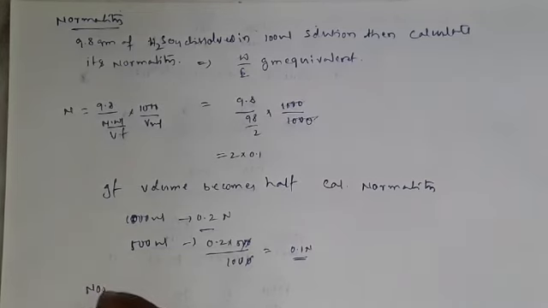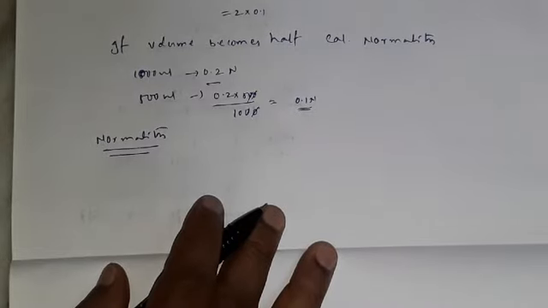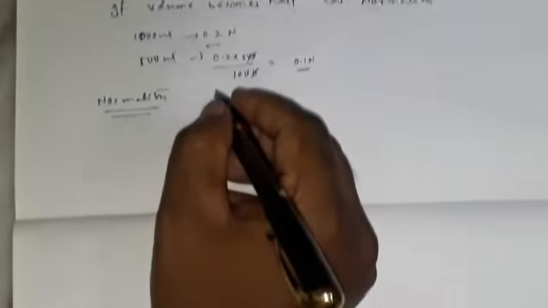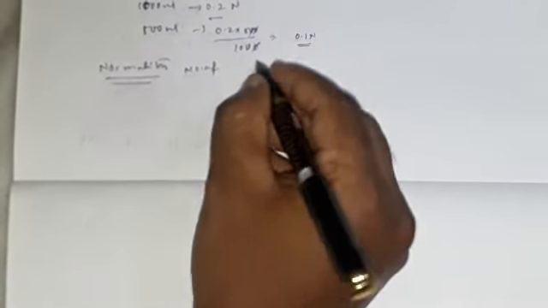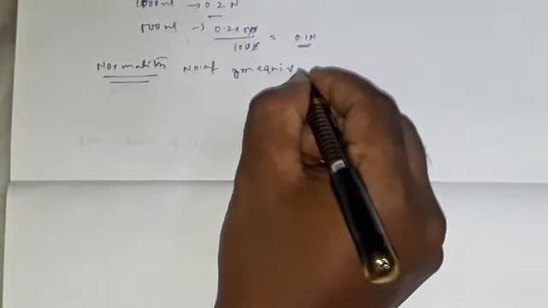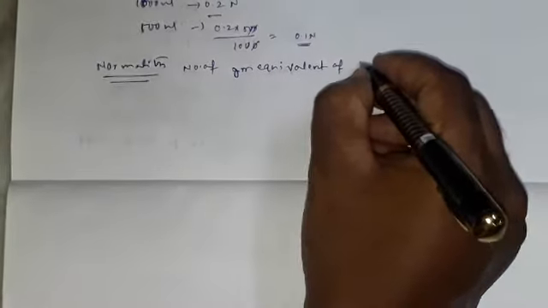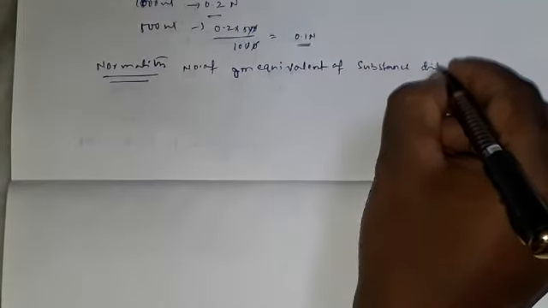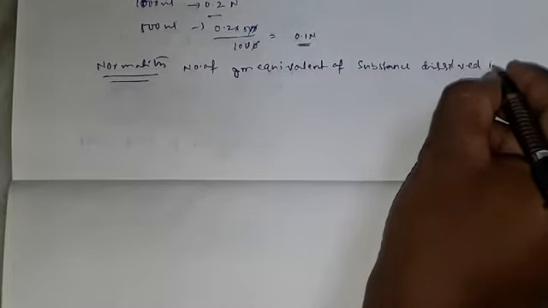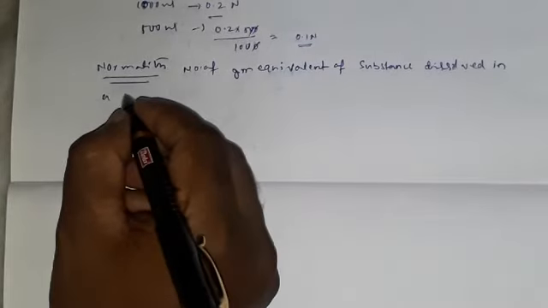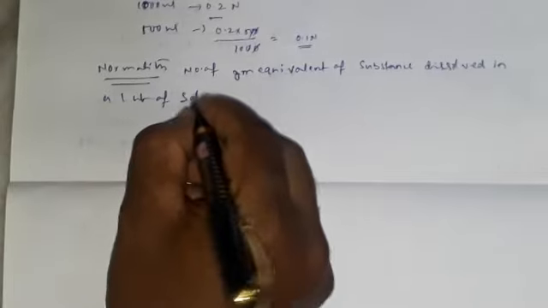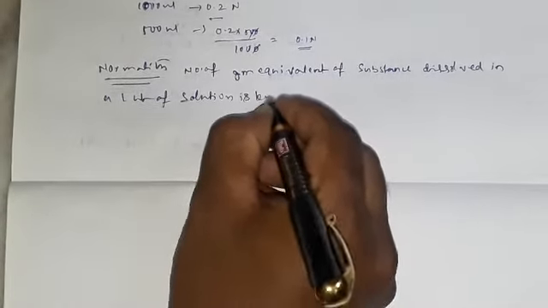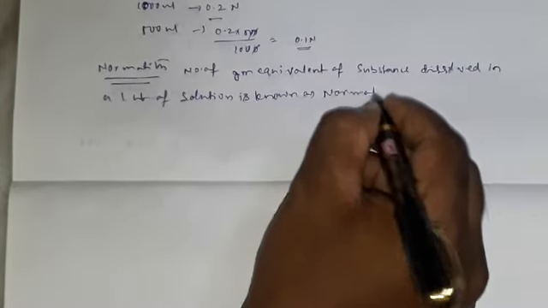What is normality here actually? Normality is the number of gram equivalents of substance dissolved in 1 liter of solution. So based on that, we can see the question.